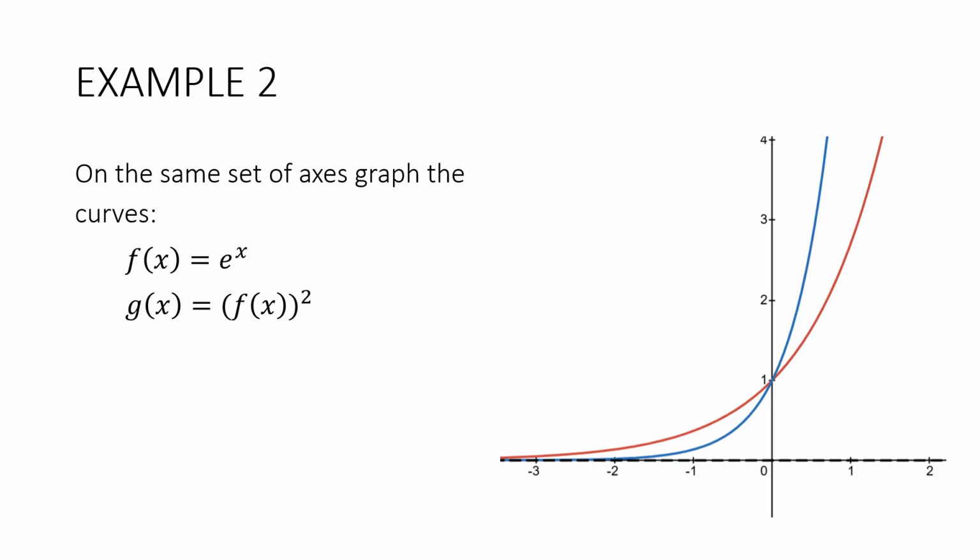So the red curve there is e to the x and the blue curve is the square of that function. So you can see when y is in between 0 and 1, the curve is going to be closer to the x-axis, but when it's greater than 1, it's actually going to be steeper or further away from the x-axis.